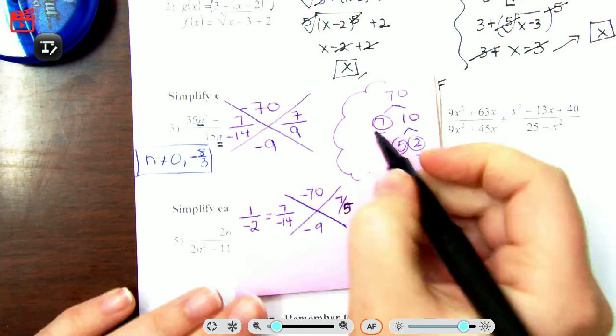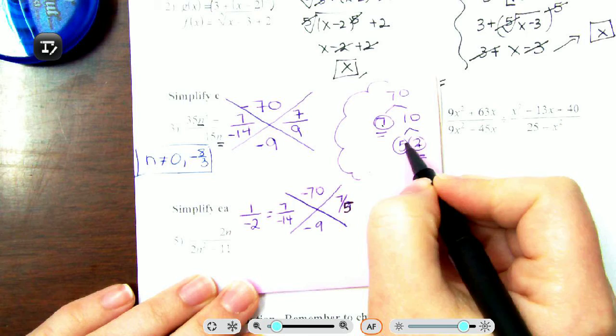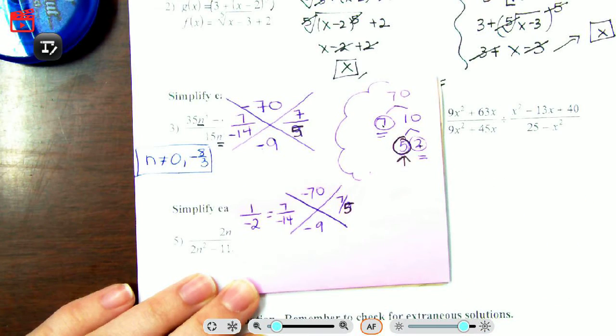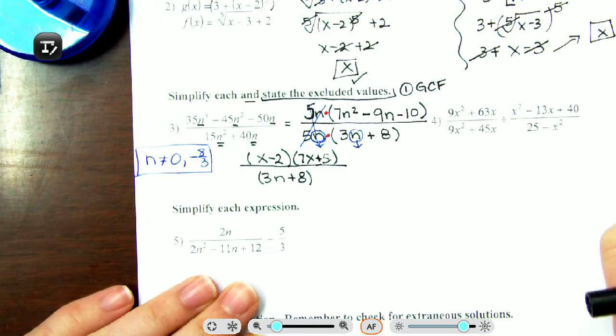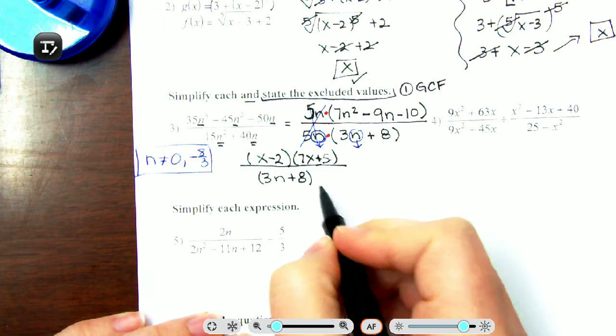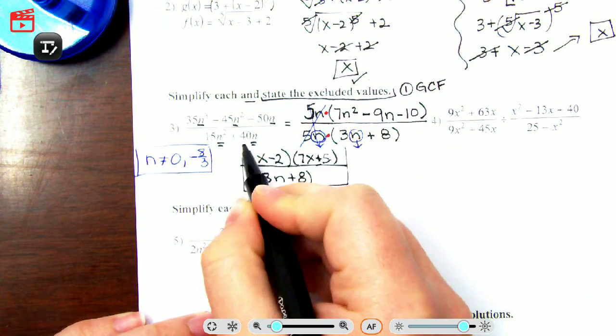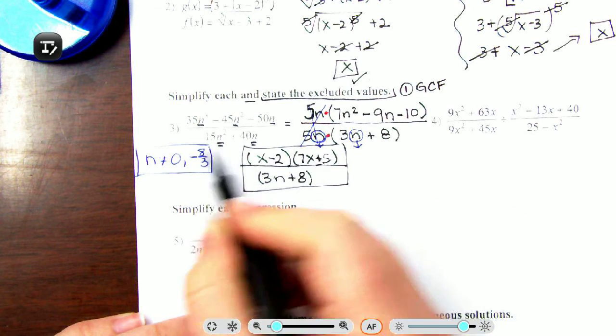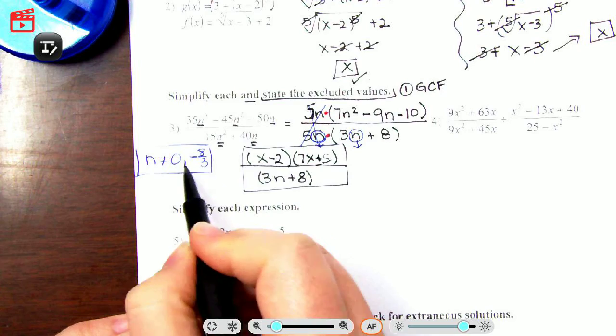So here, 7 times 2 is 14. What's left over is 5, so this should have been a 5. Okay, and then this, again, still doesn't factor, so we are left with this. So here's our simplified version. Here's our 2 excluded values.